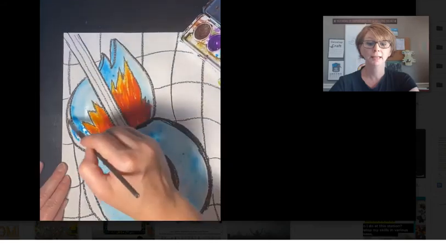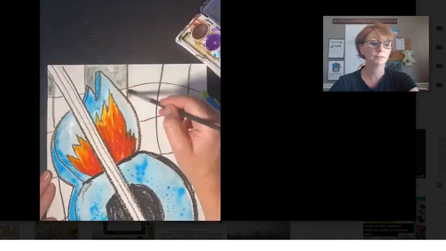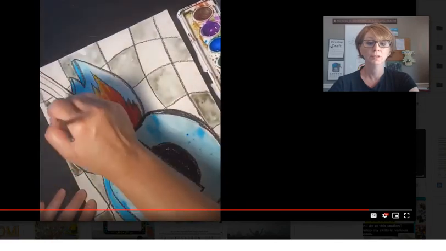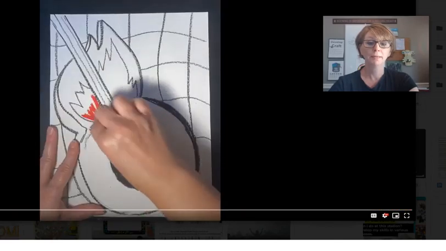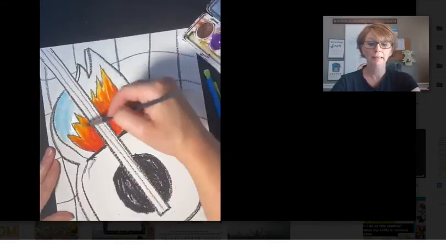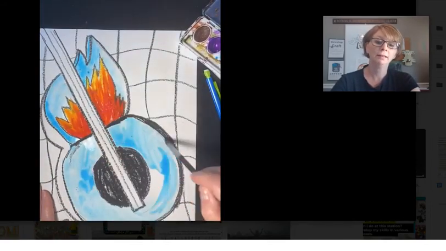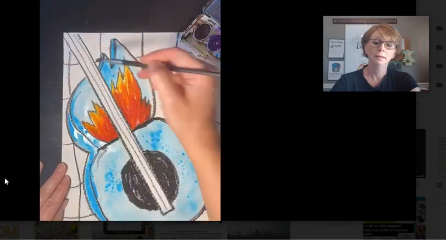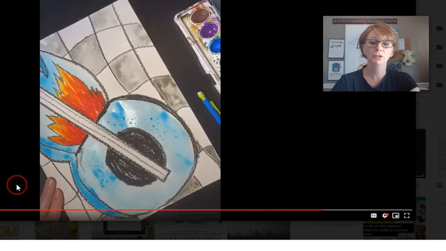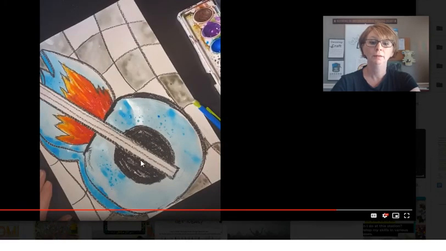So you can see, and then I added a little bit of salt. What the salt does is it soaks up some of the paint, and so it makes sort of a little speckled effect. You can kind of see that starting to happen. And then I did just a checkerboard background, and I'm painting that. You could color that with oil pastel if you want.